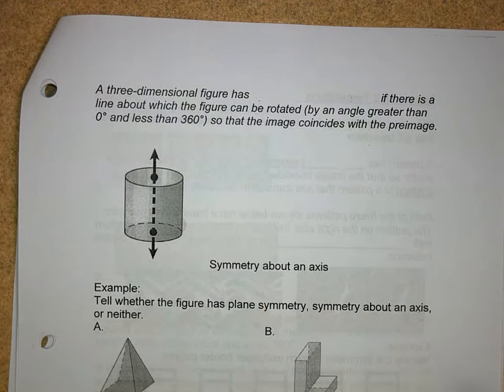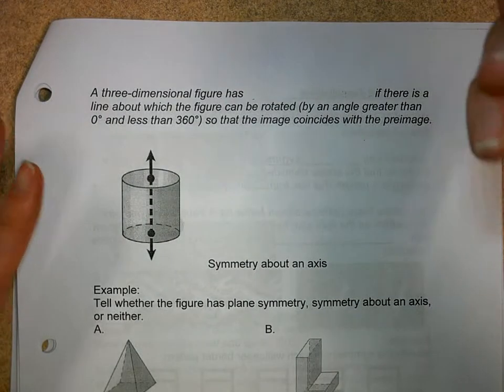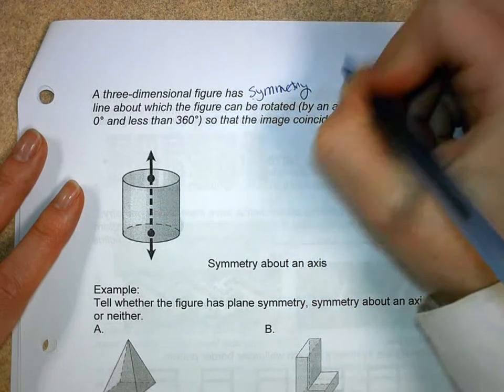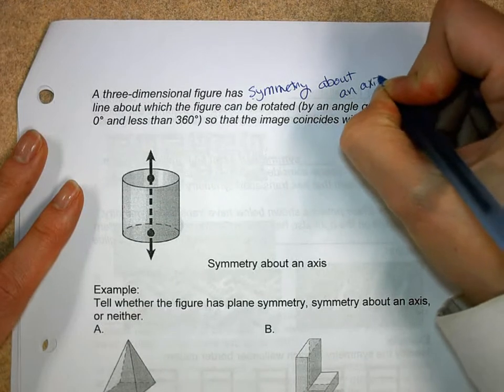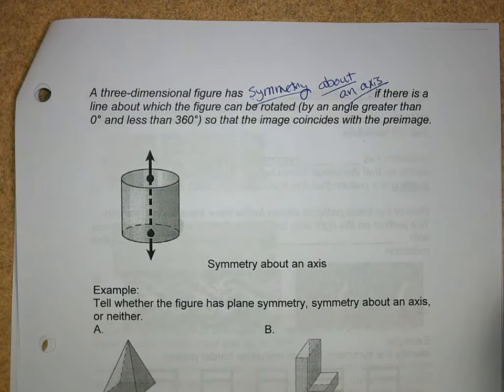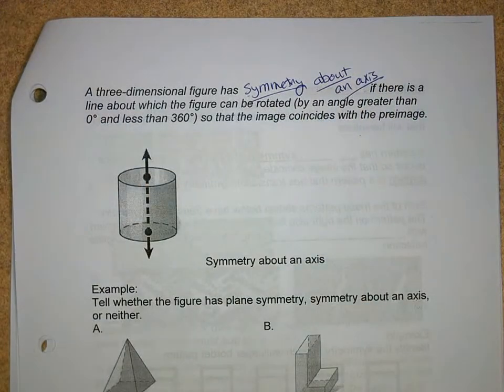We also have another type of symmetry, and that is symmetry about an axis, or axis symmetry, okay? So a three-dimensional figure has symmetry about an axis if there is a line about which the figure can be rotated by an angle greater than 0 and less than 360 degrees. So if I could literally thread a string through it and twirl it around, will I get the same thing?